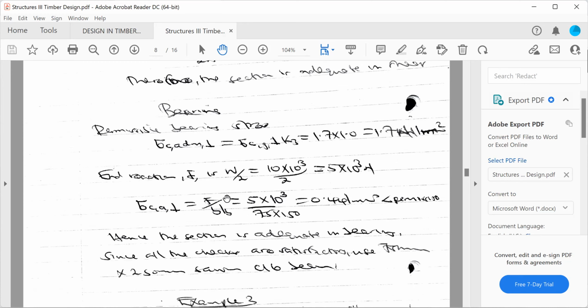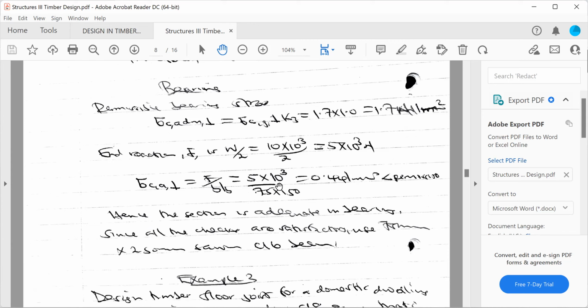So end reaction F is just equivalent to RA, which is RB, which is given by W over 2. Our W is 10 times 10 power 3. To change it to Newton, I divide by 2, I get 5 times 10 power 3 Newton.